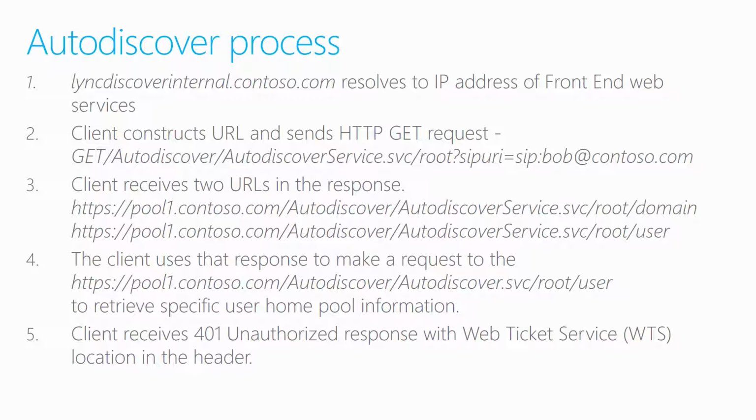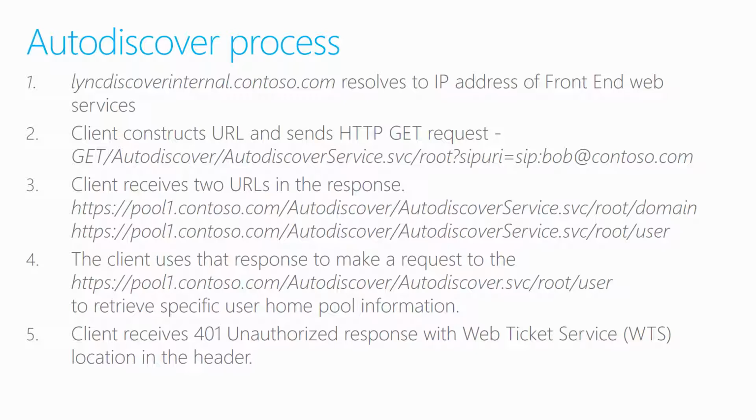And now the client will receive two URLs in the response. That is both in HTTPS, pool1.contoso.com/autodiscover/autodiscoverservice.svc/root/domain, and then the same with /user. And the client will use this response to make a request to the URL with the user to retrieve the specific user home pool information.